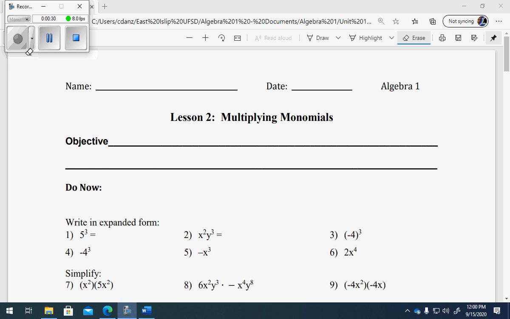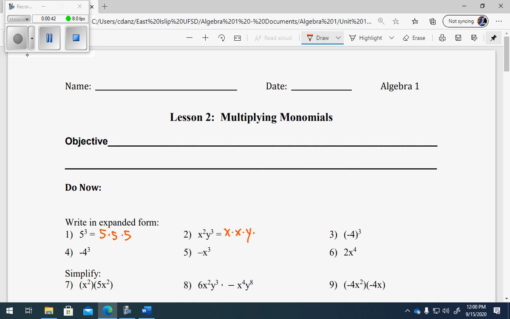So writing in expanded form, 5 to the third power is 5 times 5 times 5. X squared, y to the third power is x times y times y times y. Number 3, the parentheses need to be used as a factor 3 times. So the parentheses get written out 3 times, which makes me write -4 times -4 times -4.